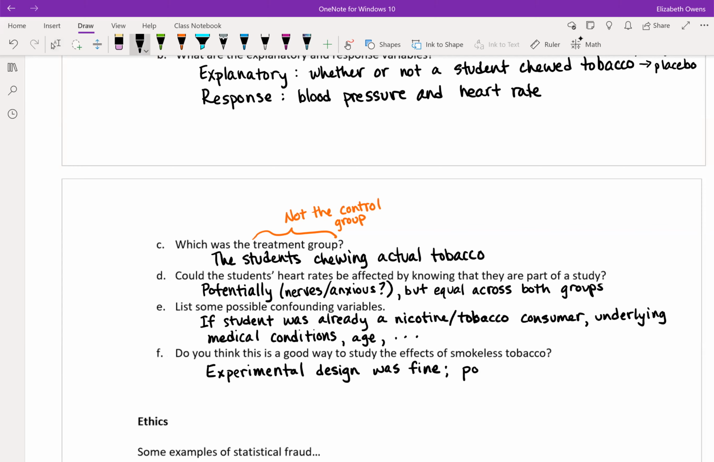So I'll just say population studied is limited, since we were just looking at college students. You couldn't necessarily say these results are going to generalize to retirees or, well, I hope we wouldn't test on kids, but older adults, things like that. This is just looking at college students. So if we're studying the effects of smokeless tobacco on college students, sure, this seems fine. But to say overall, maybe not so much.